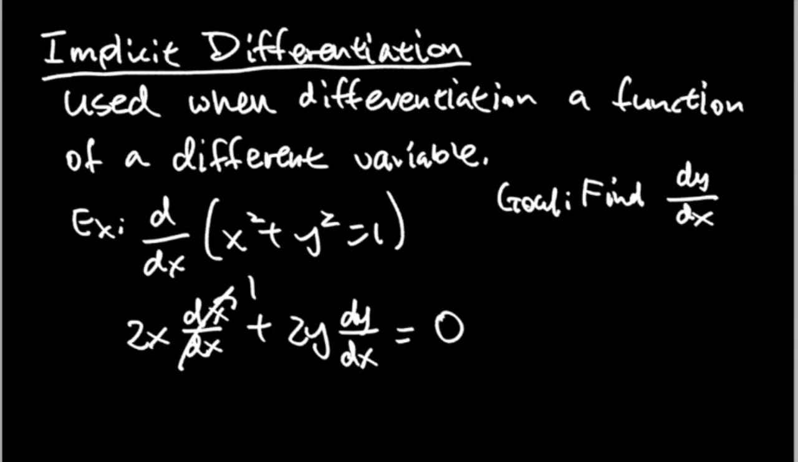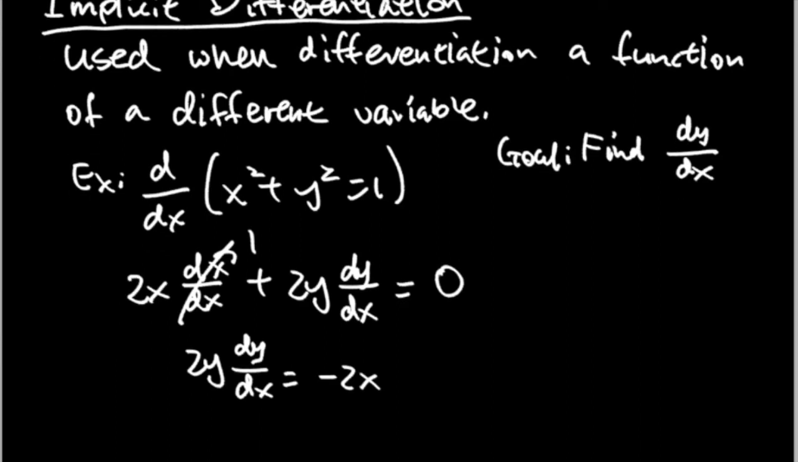And we want to find dy/dx, so let's just start to isolate this thing. And notice that dy/dx just stays as is. Move 2x to the other side, get negative 2x there. And then if we want to get dy/dx alone, all we need to do is divide out 2y, then we get negative x over y, and we have our derivative right there.